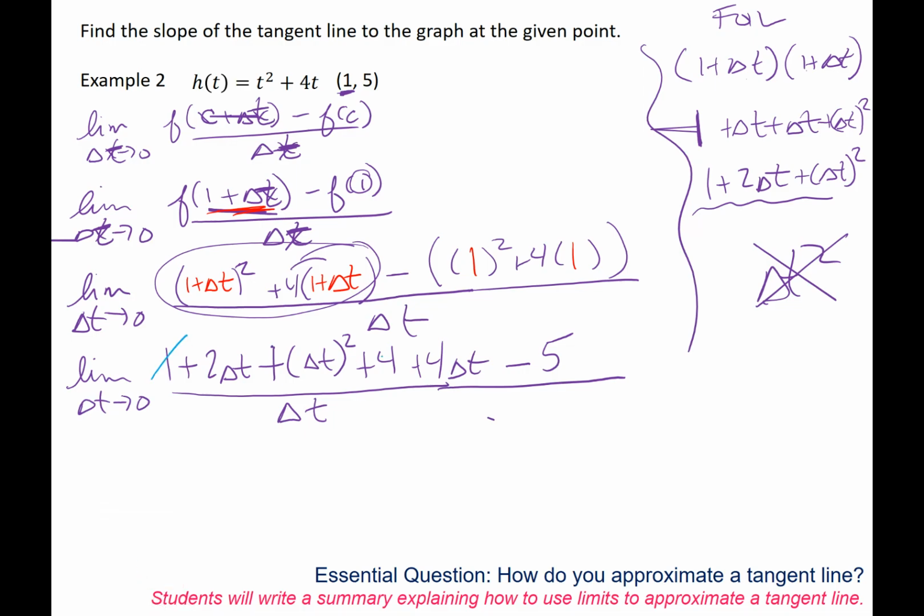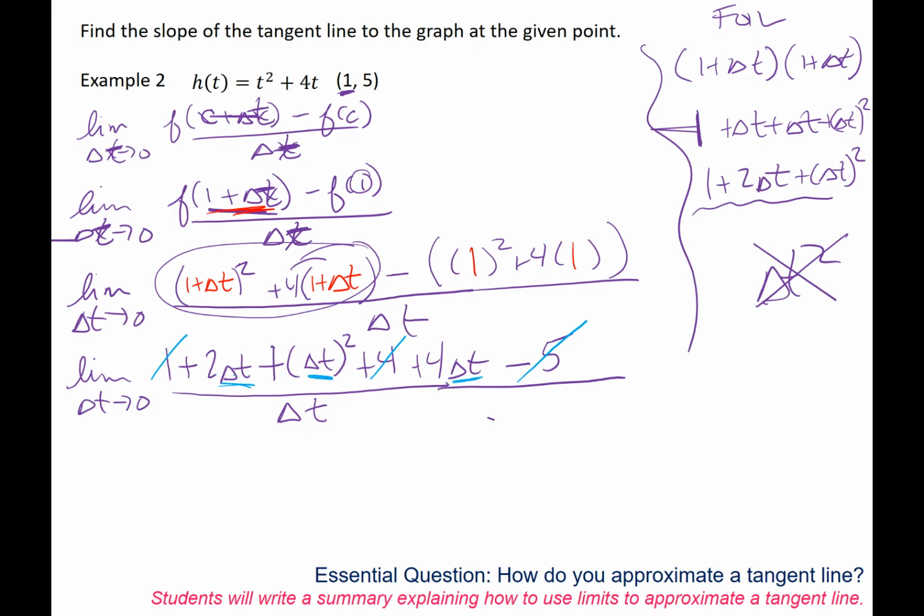Okay, so 1 plus 4 is 5, minus 5 is 0. So that all is going to go away. Okay? Now, I'm going to work smart, not hard, because I'm running out of space on that screen. So, what do you notice about what's left? What's in all of them?